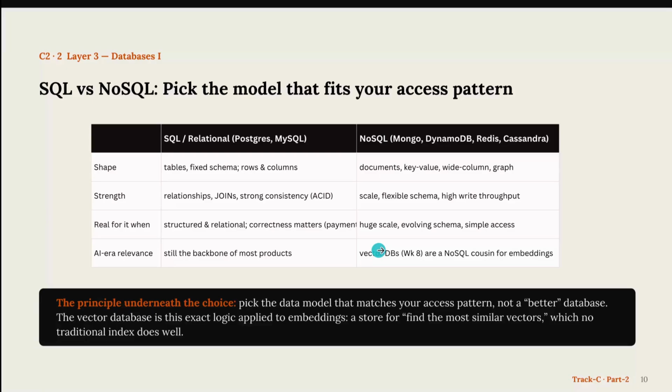The principle underneath the choice is: pick the data model that matches your access pattern, not a better database. Don't ask, which is a better database, is it Mongo versus Postgres. It's never that. You need to identify what your access pattern is and use the right database. The vector database that we typically use is for embedding purposes. So if our use case is to find the most similar vectors, I don't have to go to a relational database, I have to go for a vector database.